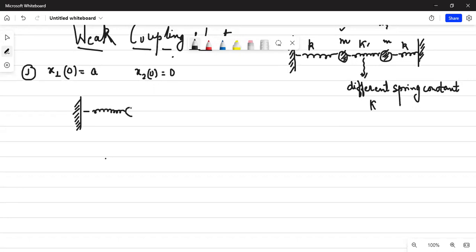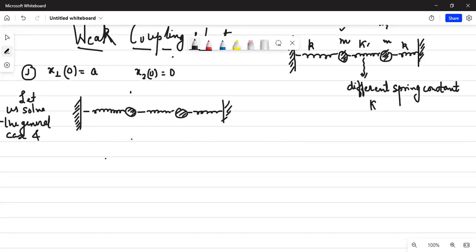We'll solve the general case at first, and then we'll put the initial conditions. So we'll take the general case only. Let us solve the general case only, and then we shall place the initial conditions.